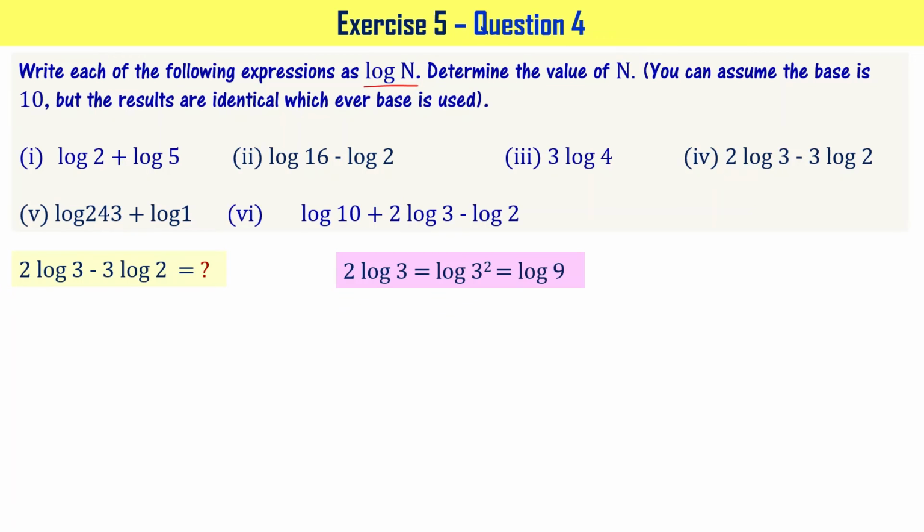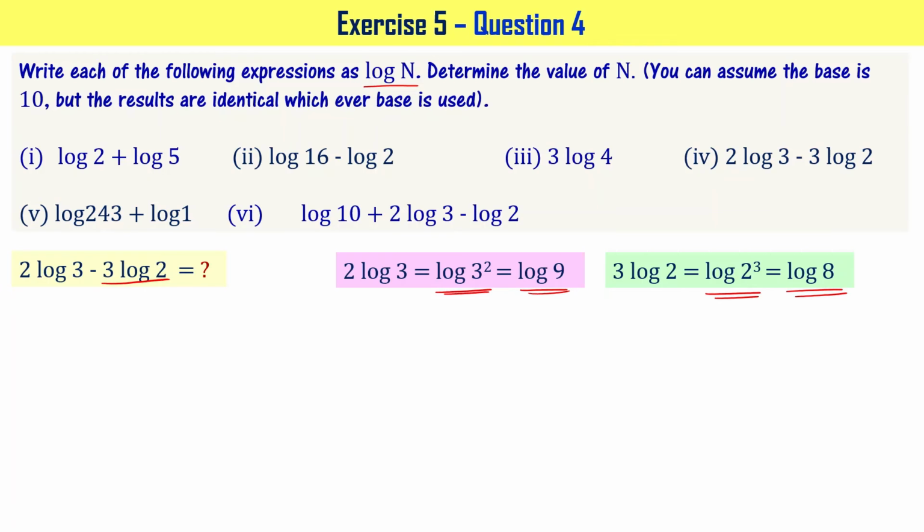2 log 3 can be written as log 3 square as per the third law. Log 3 square equal to log 9, right? You can take any of the bases. You can take 10, but I'm not writing the base, right? Similarly, you can express this 3 log 2 as log 2 cube, that is equal to log 8, right?